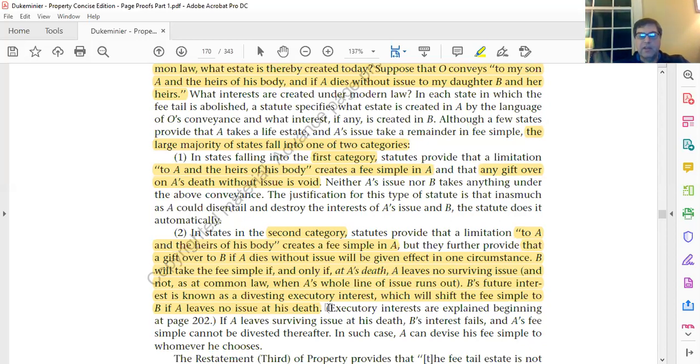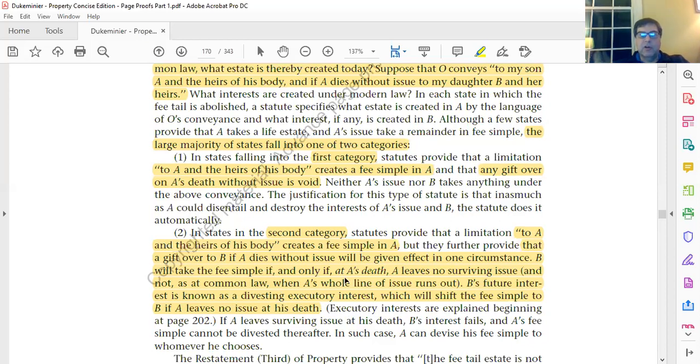Now, note that they classify the interest in B. They say that B's future interest is known as a divesting executory interest, which will shift the fee simple to B if A leaves no issue at his death. Why is it an executory interest? Because the only way B's interest is going to become possessory is by divesting or cutting short the fee simple that was held by A by virtue of the category 2 statute.